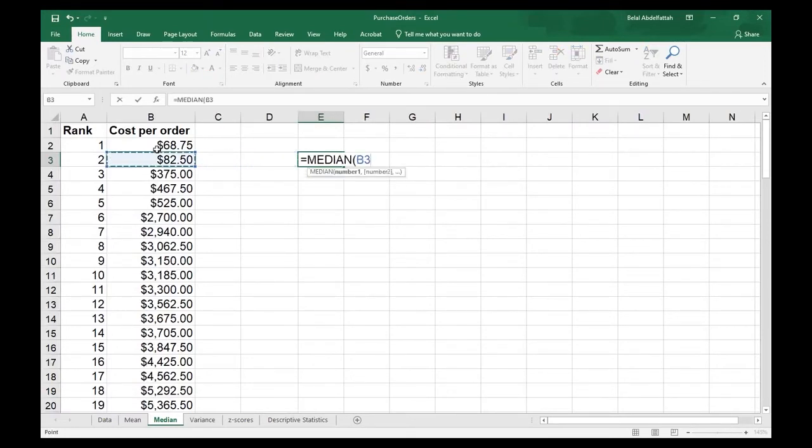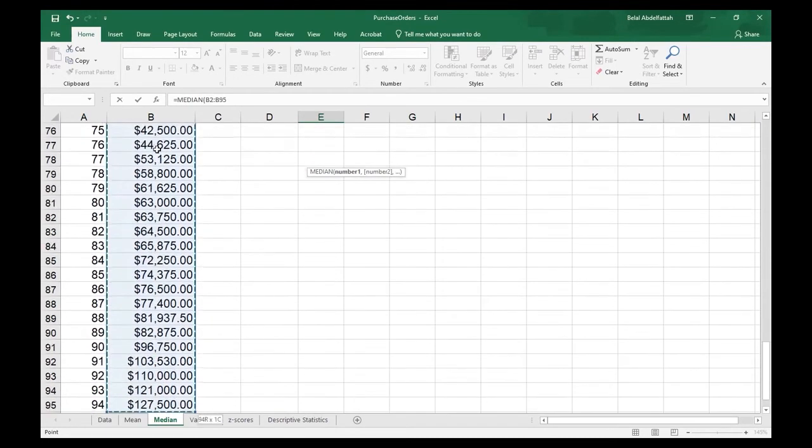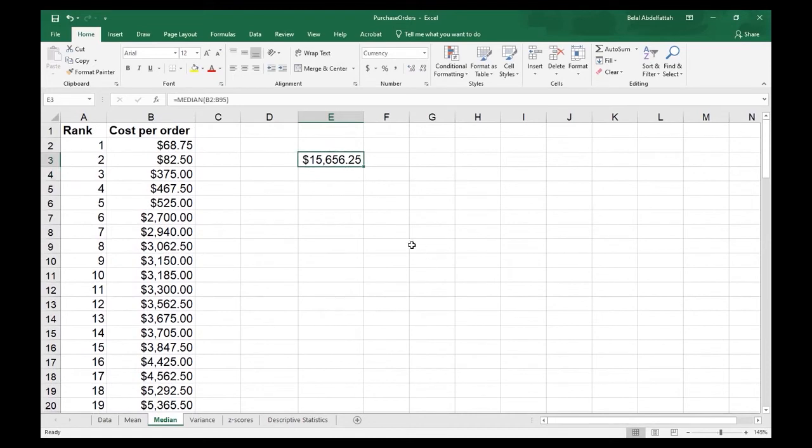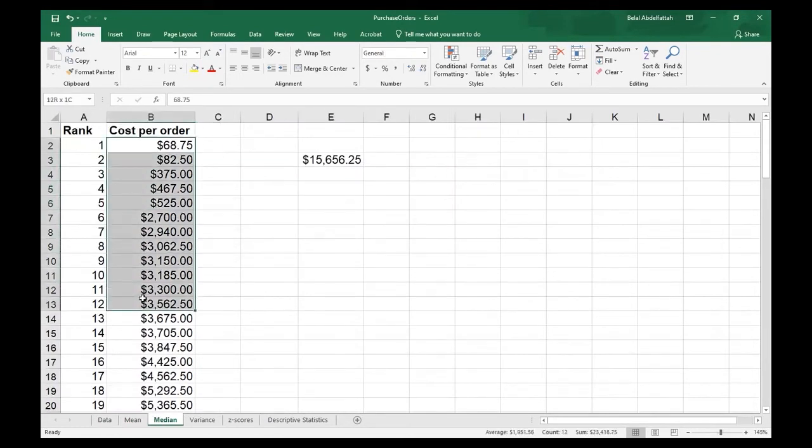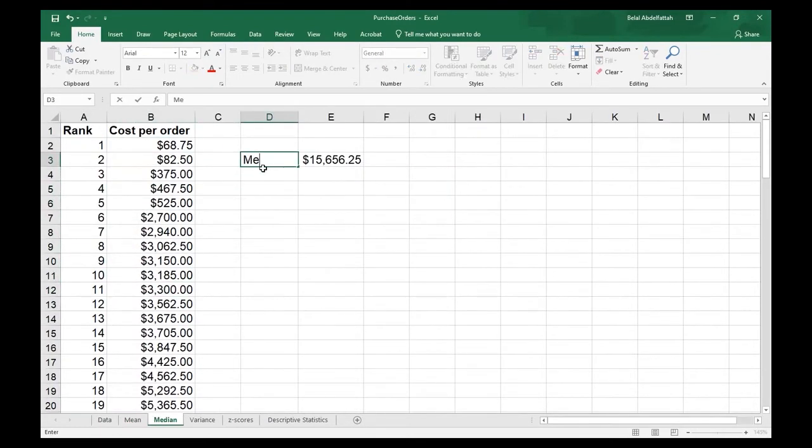Now, if I were to select all of these values and hit enter, this would be my median for this data set. But manually, if you're trying to figure out the median, if your data set is not ordered, then you would first want to make sure that you sort it. You'll notice in the mean tab that the data here is not really sorted, but here we do have them sorted out. I'm just going to go ahead and say median here so we know what we're doing.